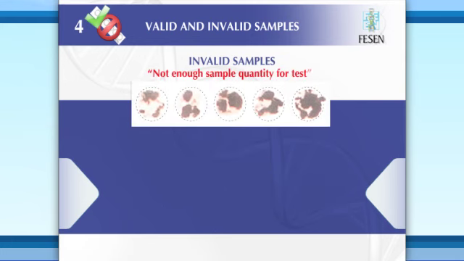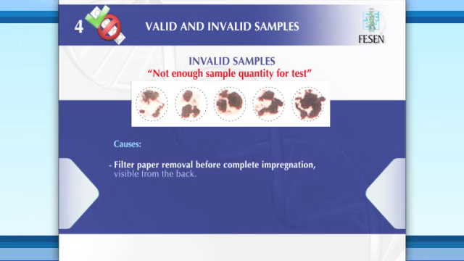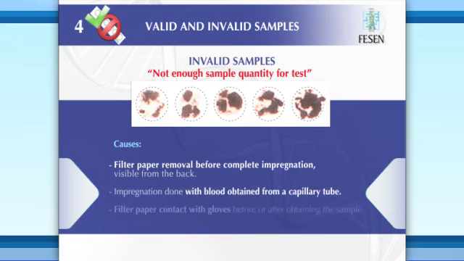Not enough sample quantity for test. Causes: filter paper removal before complete impregnation, visible from the back. Impregnation done with blood obtained from a capillary tube. Filter paper contact with gloves before or after obtaining the sample.